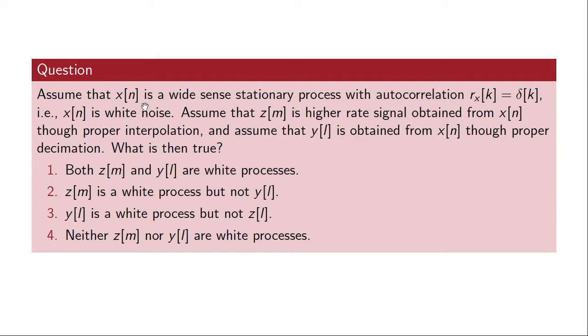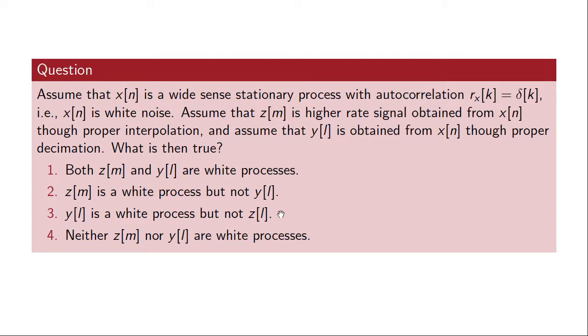Consider now a case when we have a white noise process x of n, and we create two processes from that one. A higher rate process z of m, which is obtained from x of n through proper interpolation, and the lower rate process y of l, which is obtained from x of n through proper decimation. Then what can we say about the statistical properties of the higher rate process and the lower rate process? Can we say that both will be white processes? Can we say that the higher rate process will be white, but not necessarily the lower rate process? Or can we say that the lower rate process will be white, but not necessarily the higher rate process? Or can't we claim that either would be white in the general case?